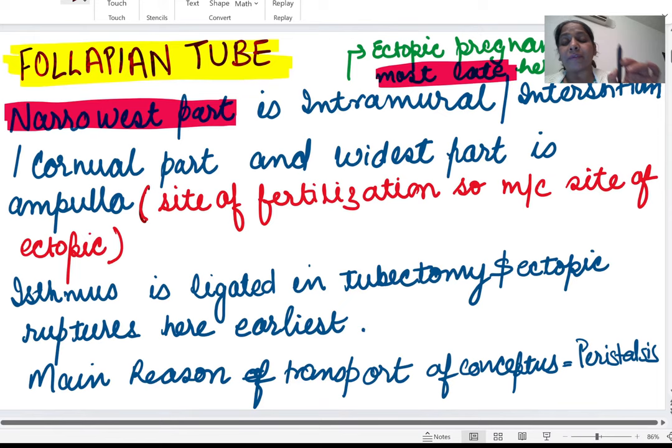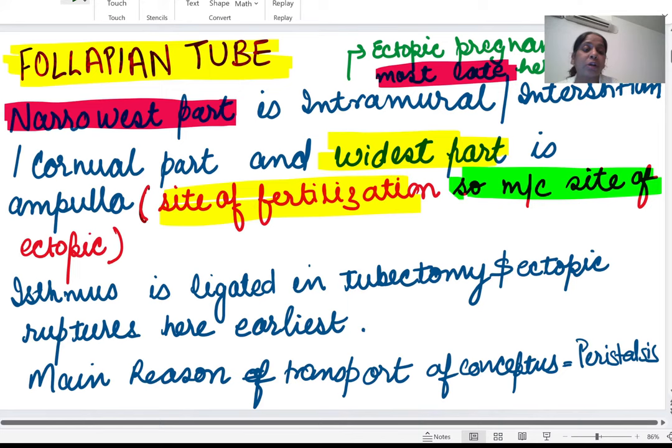What about the widest part? Which is the widest part? The narrowest was interstitial. Which is the widest part? Ampulla. Very good. And what is the importance of ampulla? It is the site of fertilization, and this is again a PYQ of FNG. The site of fertilization is ampulla, and it is the most common site of ectopic.